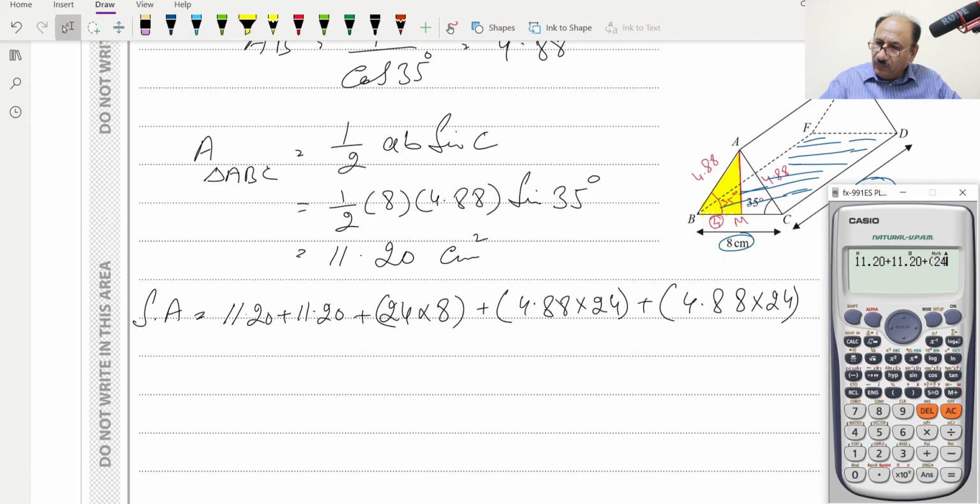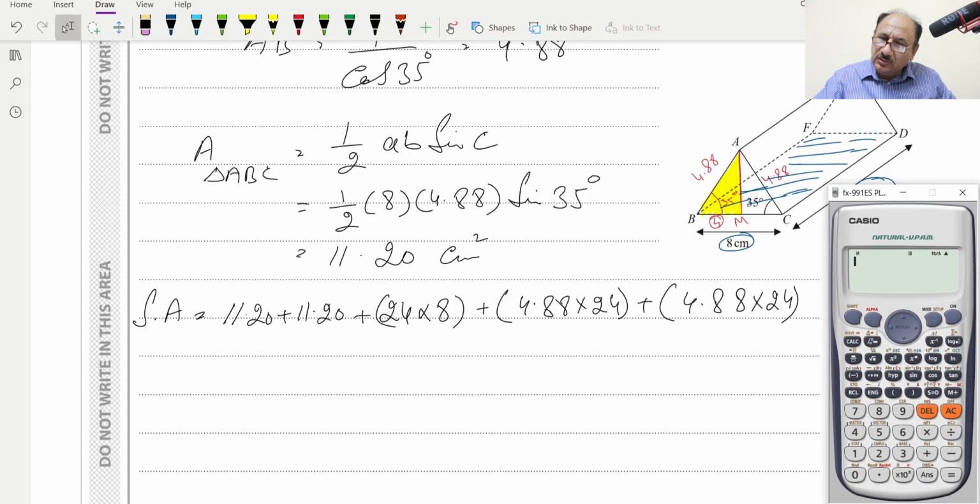Now we can add this, so it will be 11.20 plus 11.20 plus 24 multiplied by 8 and bracket close, plus bracket 4.88 into 24 and bracket close, plus again bracket 4.88 multiplied by 24 and bracket close, and this will be equal to what? Basically we have to recheck this one.